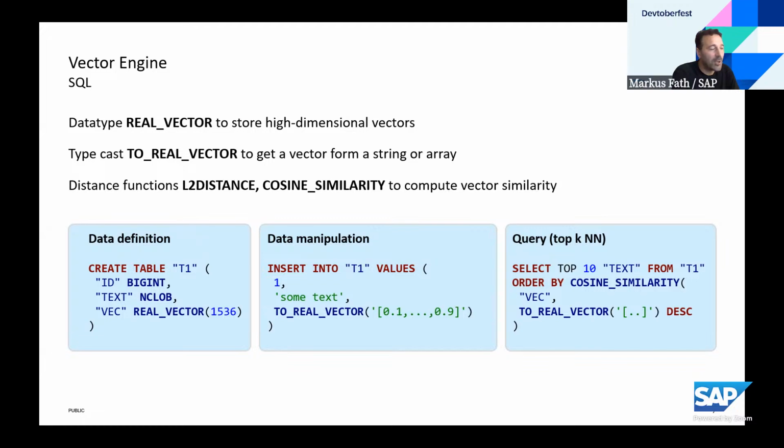For data manipulation, there is the typecast to real vector, which converts a string or an array into that internal vector data type. In order to run queries, I already mentioned the cosine similarity built-in distance function, which you see on the right-hand side, which in this case compares a query vector to all the vectors in my table and returns the most similar one. So this is the way you run k-nearest neighbor searches in HANA using SQL.